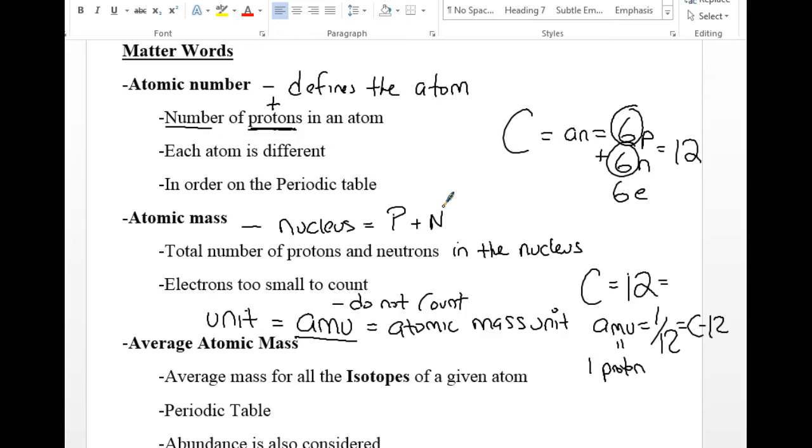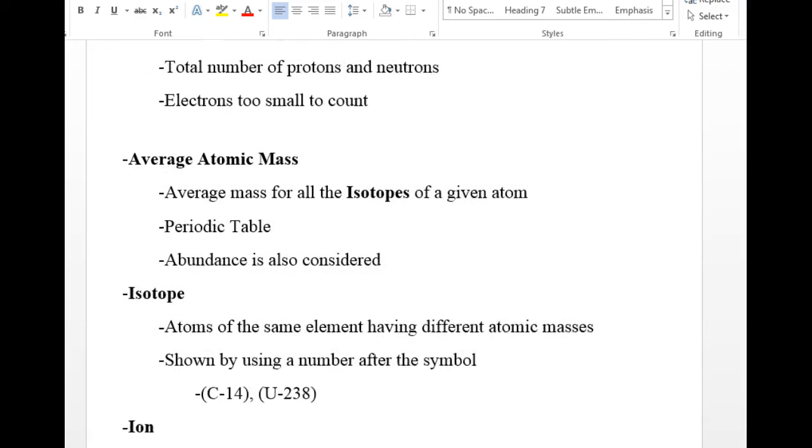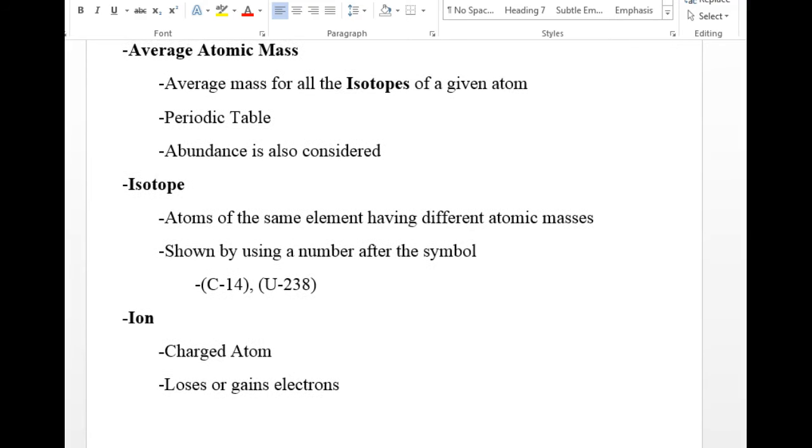Okay, so I'm going to erase these. You might want to pause it if you're not done. So we keep moving on. Average atomic mass, and we have isotope and ion. These are very connected. Average atomic mass and isotope.